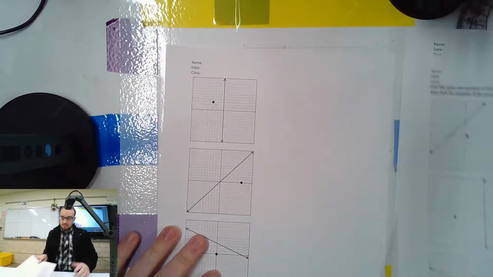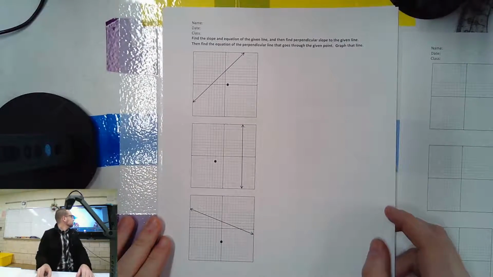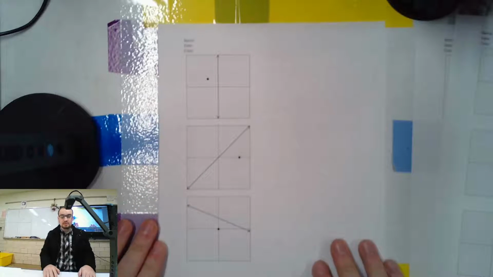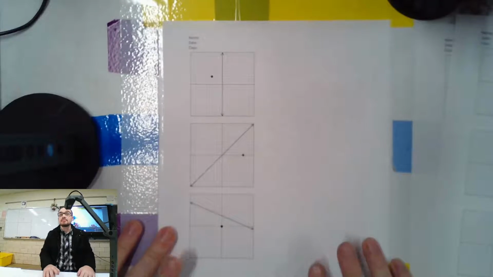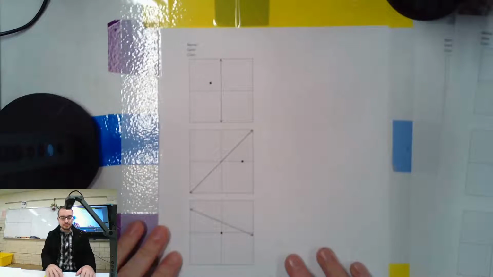Questions on this page? I hope not, right? Turn the page. What about this one? The last page, if you will.